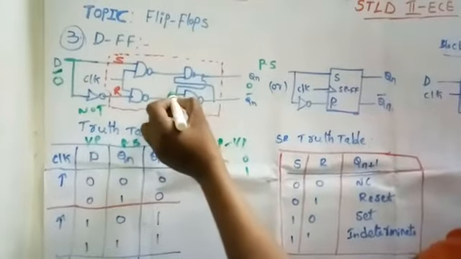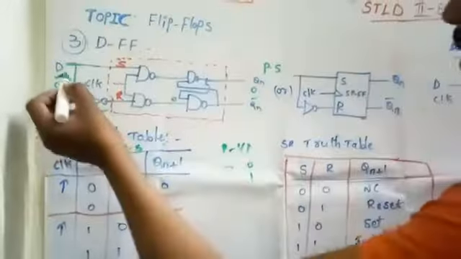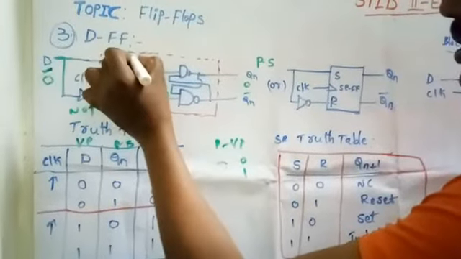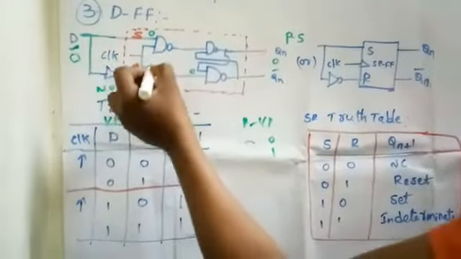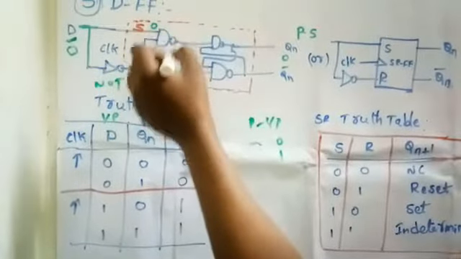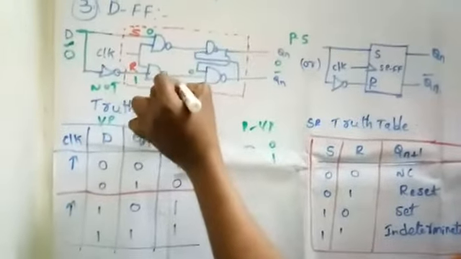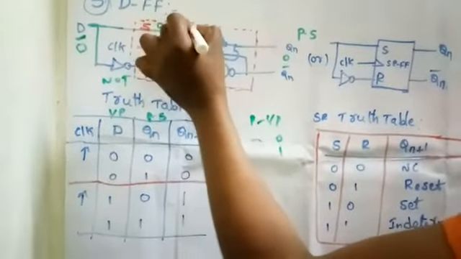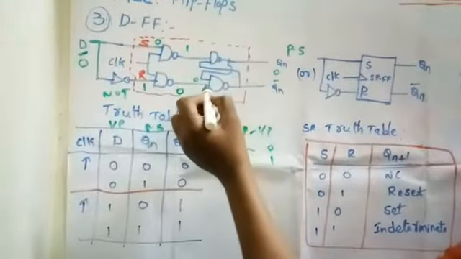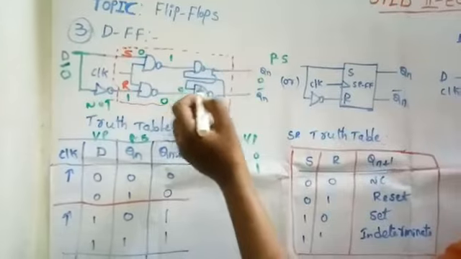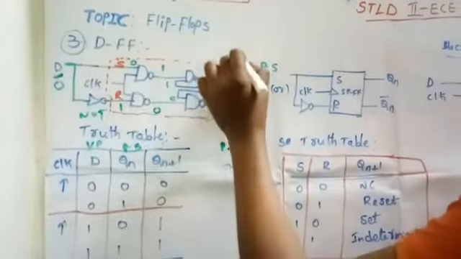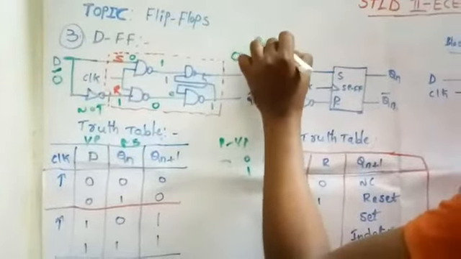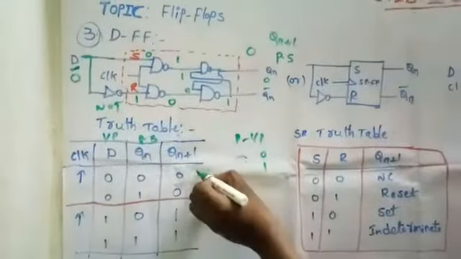This 0 comes here, and D is 0 comes here, and 0 bar, the NOT gate output, is 1. The clock we are applying, so these gates are inactive. 1 bar is 0 here. Again here we have 0, 0 bar is 1. Again here Qn is 0, 0 and 0 gives 0, 0 bar is 1 here, 1 comes here, again 1 and 1 gives 1, 1 bar is 0. The next state, Qn plus 1, is 0.